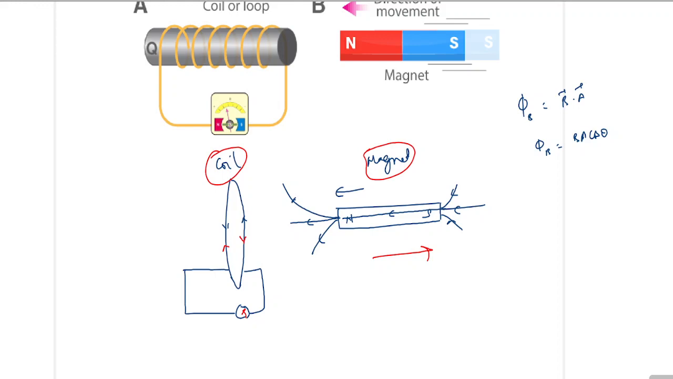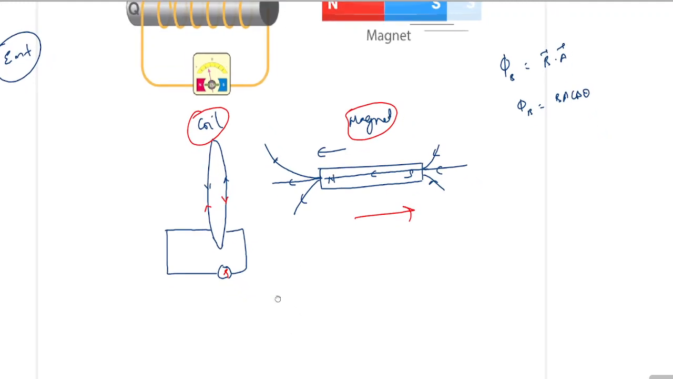But recall that current can exist only if we have an EMF. Without EMF, current can't exist, which means this moving magnet is creating an EMF in this coil. So as long as there is relative motion between the coil and magnet, an EMF is induced, and that induced EMF will give a current. Once the magnet is stopped, the current becomes 0. This is the principle here.